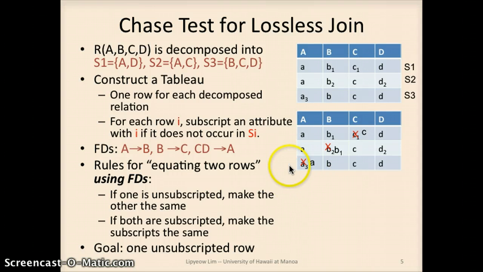At this point, I've reached my goal. I have one unsubscripted row, and whenever that happens, it means that the decomposition is lossless join. If the decomposition is not lossless join, you'll come to a point where you get stuck and cannot make progress anymore. Then the remaining values in your tableau can be used as your counterexample, as we'll see in the exercises.